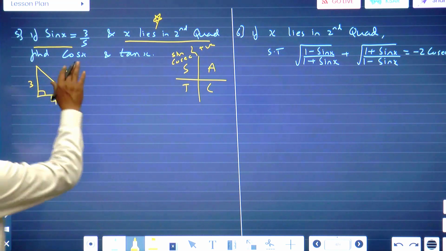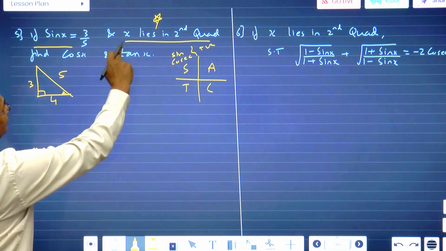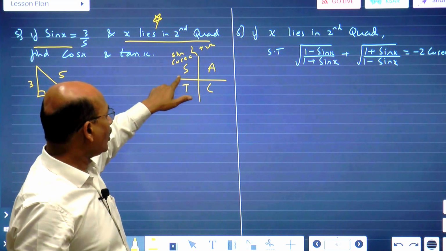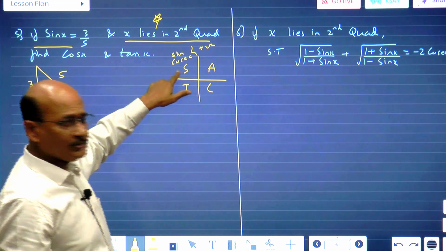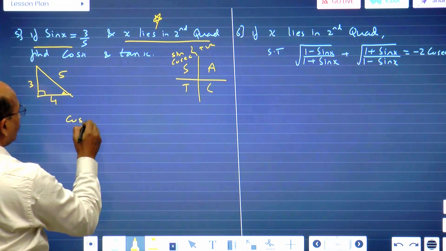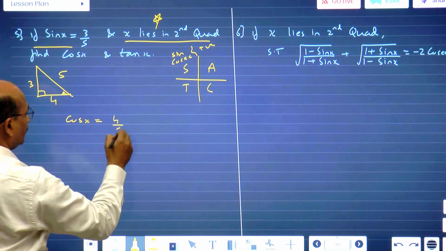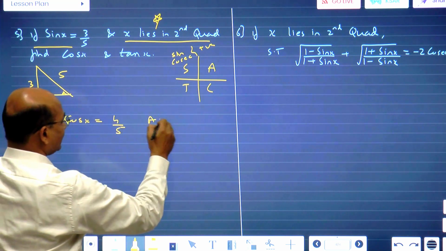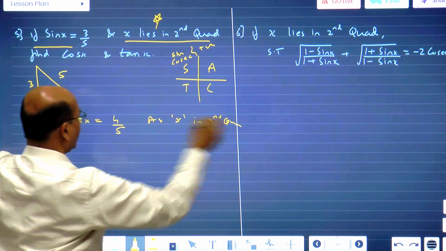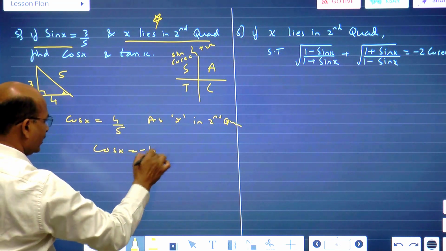Okay. Once you finish with this, now they are telling find cos x, but x is in the second quadrant, so cos will be negative or positive? Cos will be negative or positive in the second quadrant? Negative. So cos x is, if you see, adjacent, 4 upon 5, right? But as x is in the second quadrant, I can say here cos x is minus 4 upon 5.